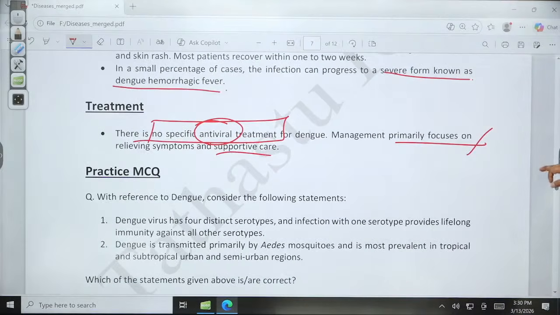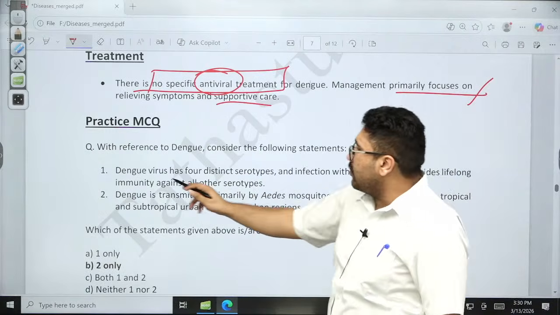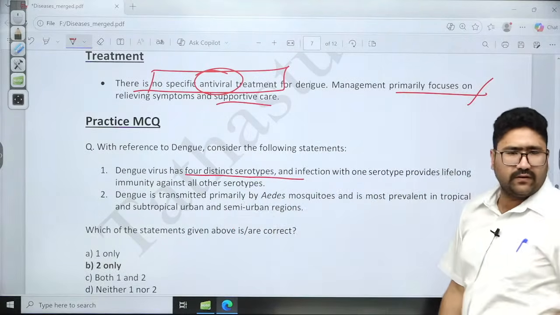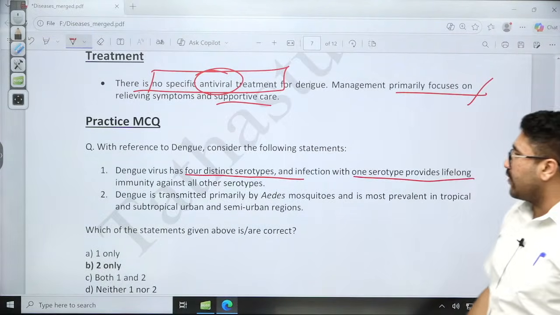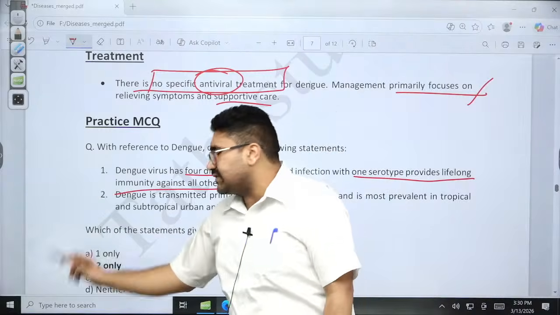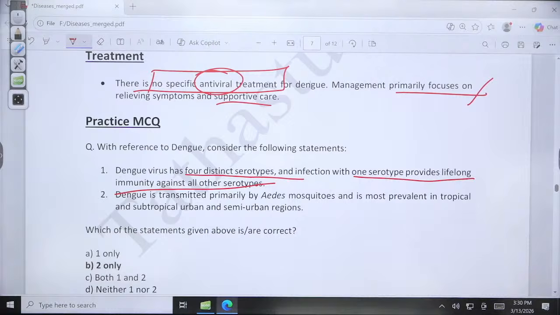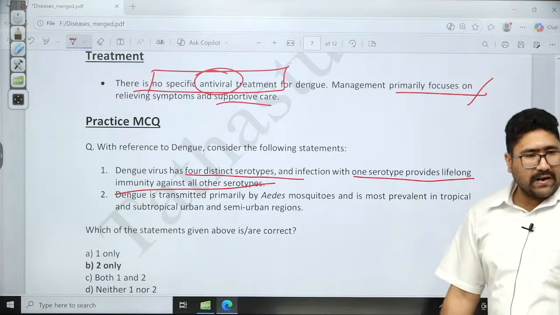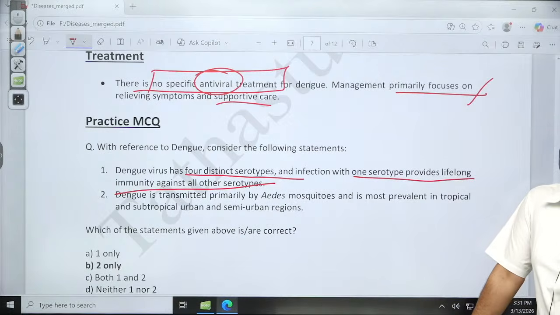The question for you is, with reference to dengue, consider the following statement. Dengue virus has 4 distinct serotypes, DENV 1, 2, 3, 4. Infection with one serotype provides lifelong immunity against all other serotypes. That is wrong. एक आपको चारों वायरस से इन्फेक्ट होना पड़ेगा, तभी आपको चारों वायरस से इम्यूनिटी मिलेगी. But the problem is not that. The problem is that you will not get lifelong immunity against the dengue virus.